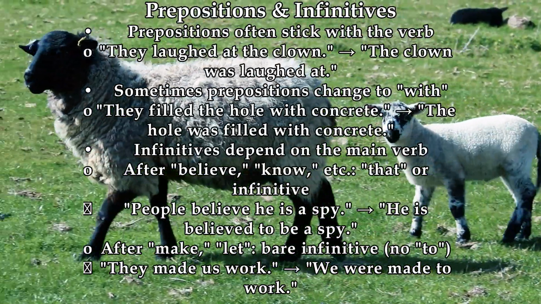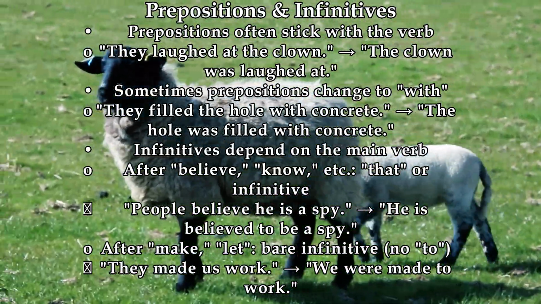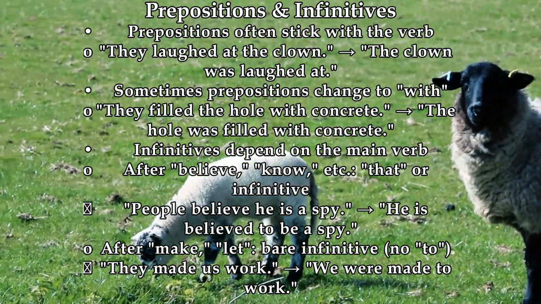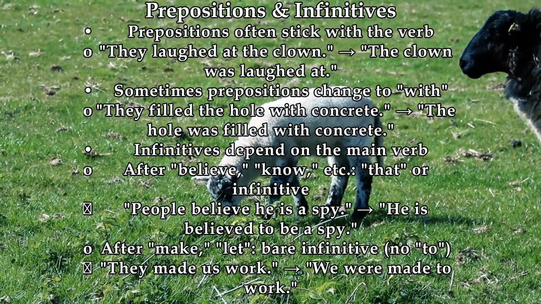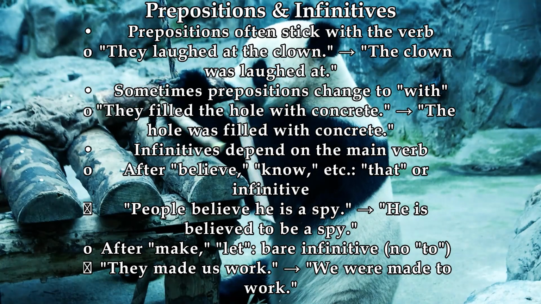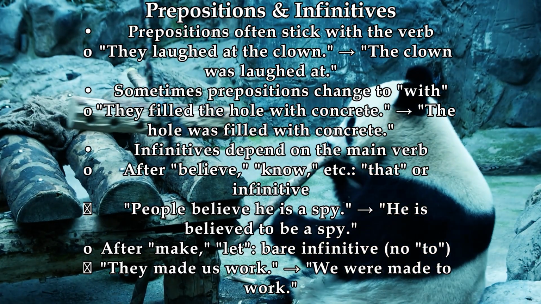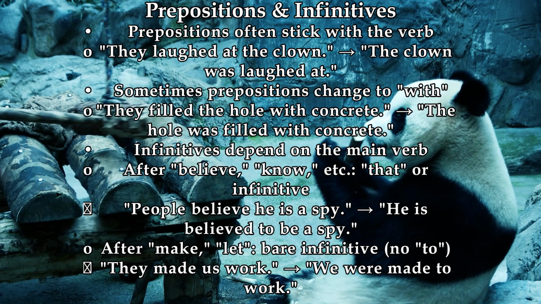When you have a verb plus preposition combination in an active sentence, the preposition usually sticks with the verb in the passive form, like two peas in a pod. For example, active: They laughed at the clumsy clown. Passive: The clumsy clown was laughed at.